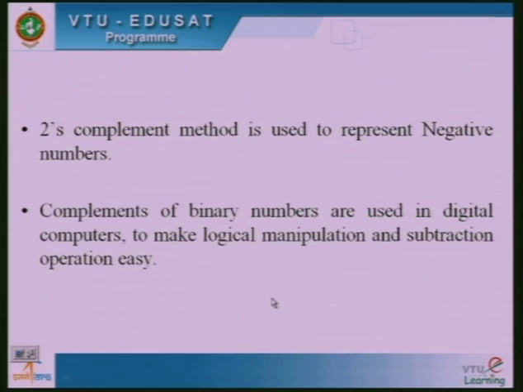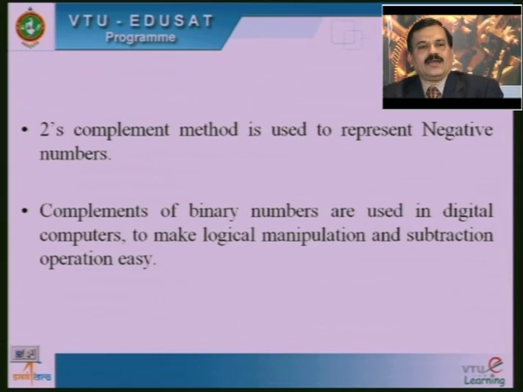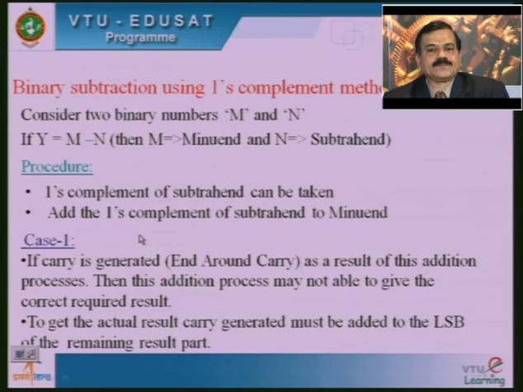2's complement method is used to represent negative numbers. Whenever a negative number representation is required, at that time we will go with the 2's complement method of converting the binary numbers into decimal value or any other. Complements of binary numbers are used in digital computers to make logical manipulations and subtraction operation easy. These are the two major advantages of a 2's complement method.